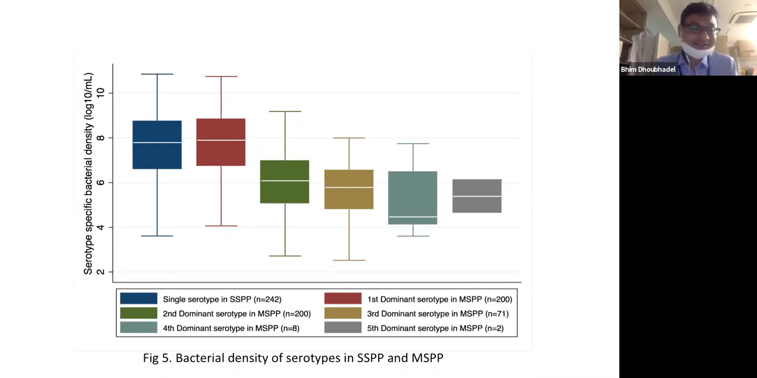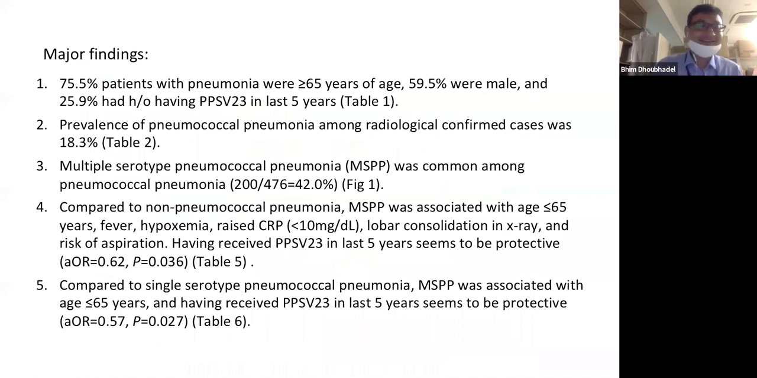So this is my last slide. The major findings of this study are that 75% of patients with pneumonia were more than 65 years of age. So for the elderly, this is really a big problem, and almost 60% were male. So why men? Why not female? This is also an interesting finding.